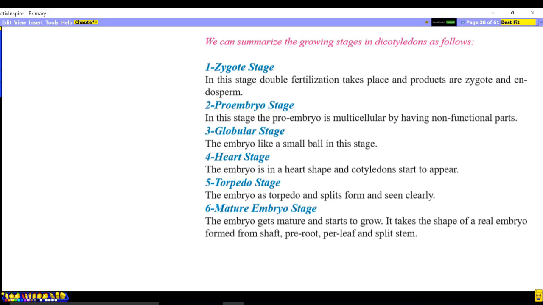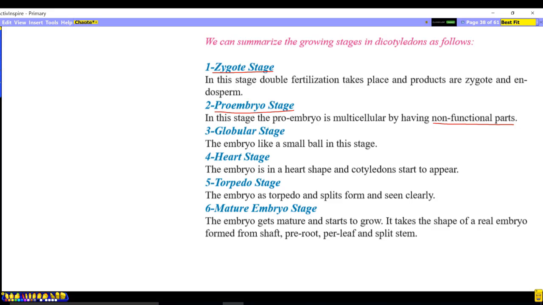The growing stage of embryo, or embryonic development, in typical dicotyledon plants. The zygote stage, which we study after double fertilization: one zygote is formed as a result of fertilization, which is a single embryonic cell. It passes through mitotic division to form a group of cells which have non-functional parts, but a tissue like a primary tissue in plants, the pro-embryo stage.